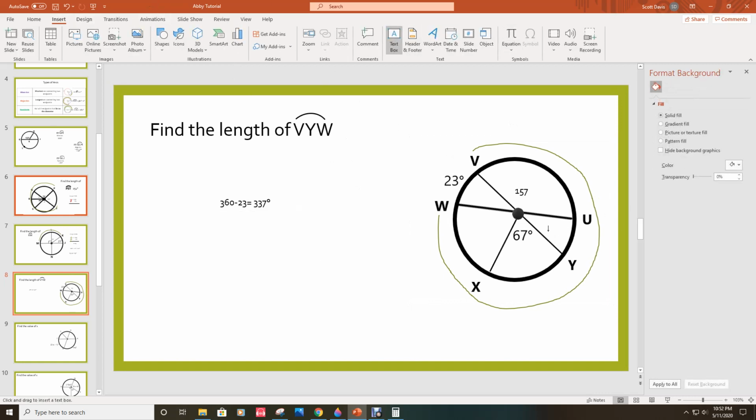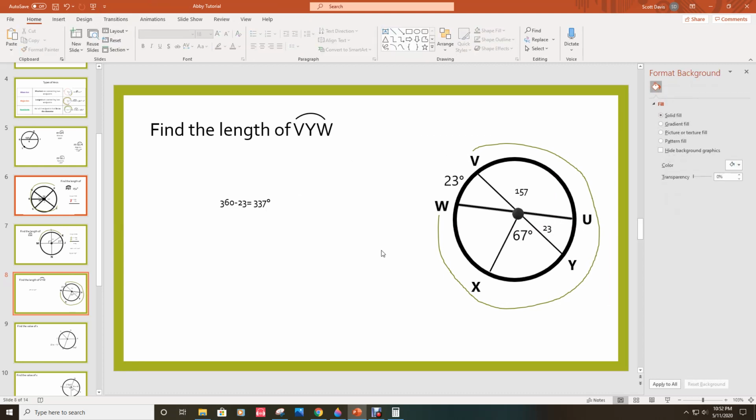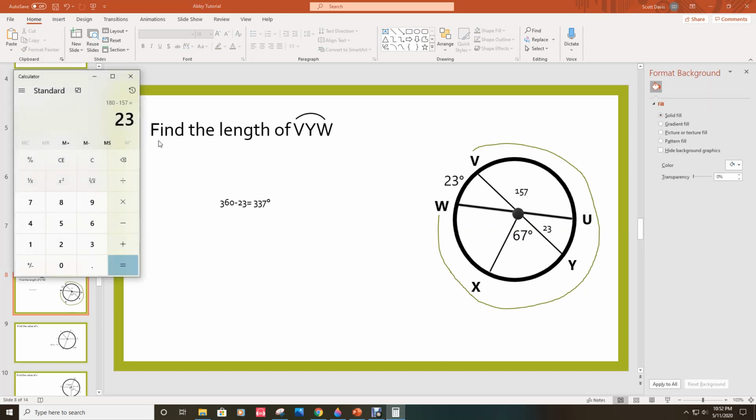Insert text box. Let's put my 23. Alright, so that's 23. Okay, so now I have almost a whole circle. So let's see what we're missing. Let's add up what we have so far. So far, starting right here, we have 23 plus 157 plus 23 plus 67 equals 270 degrees. Okay? So all of these equal 270 degrees.